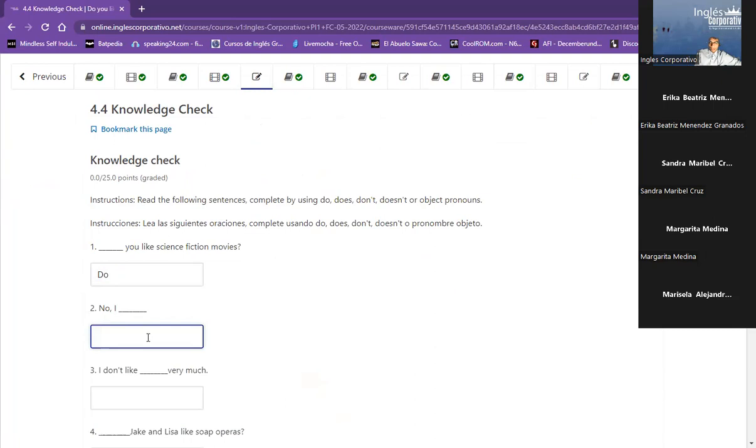Margarita, ¿puedes ayudarnos con la respuesta, por favor? Hi, hi. Sería, no hay me.